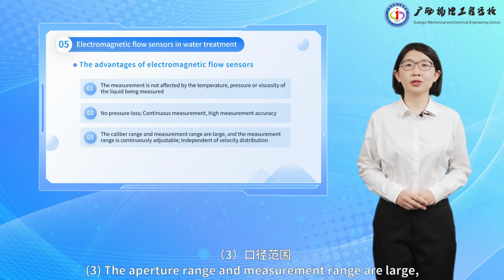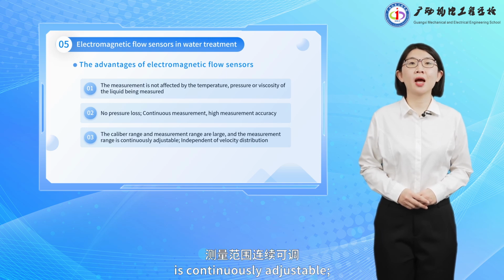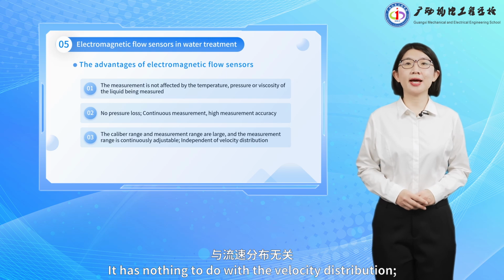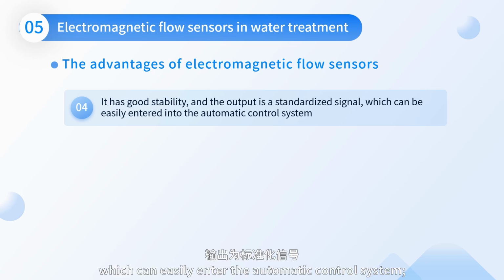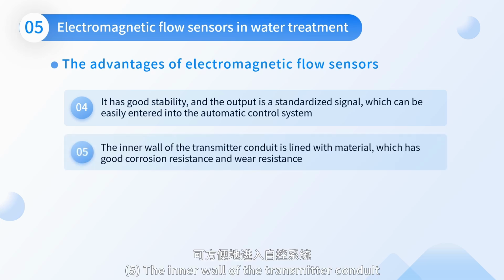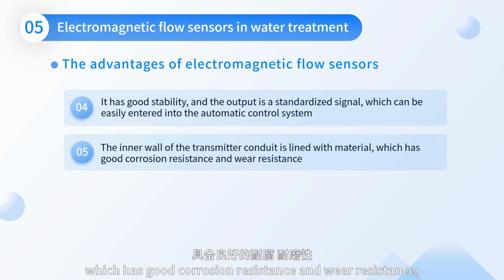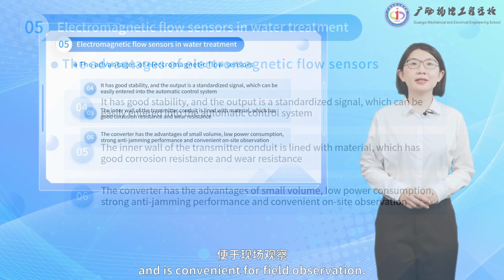3. The aperture range and measurement range are large, and the measurement range is continuously adjustable. It has nothing to do with the velocity distribution. 4. Good stability. The output is a standardized signal, which can easily enter the automatic control system. 5. The inner wall of the transmitter conduit is lined with a lining material, which has good corrosion resistance and wear resistance. 6. The converter is small, having low power consumption, strong anti-interference performance, and is convenient for field observation.